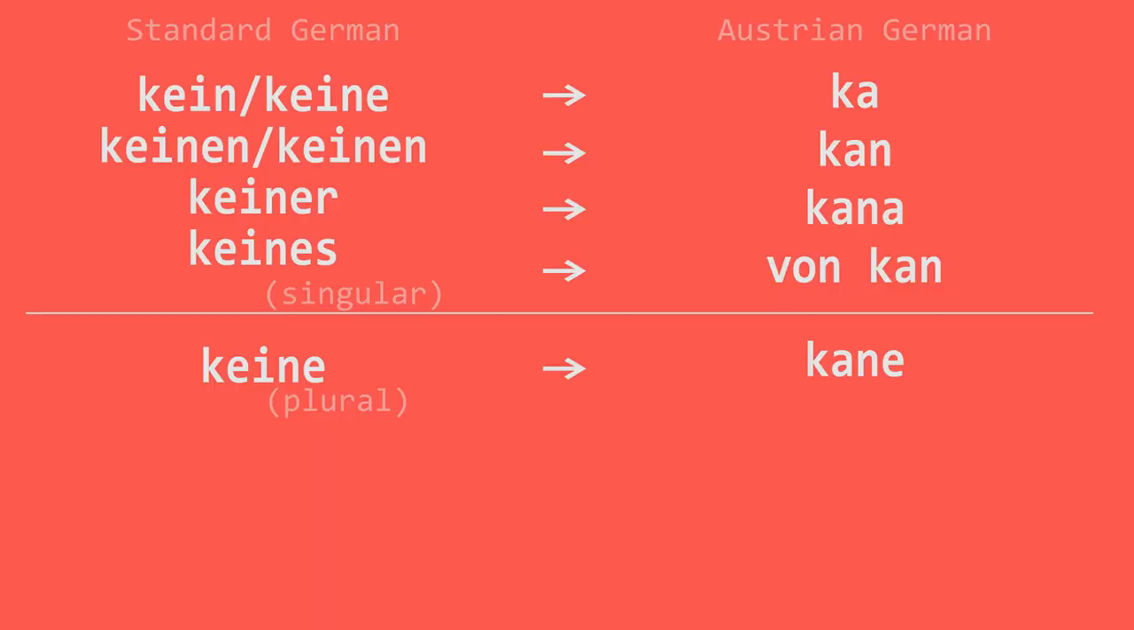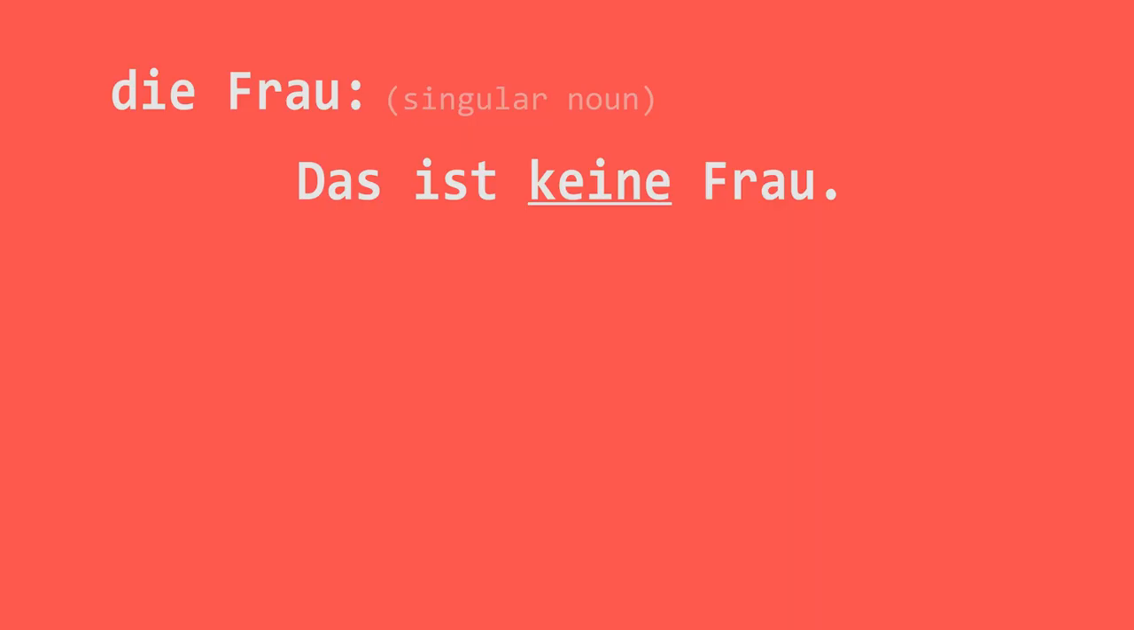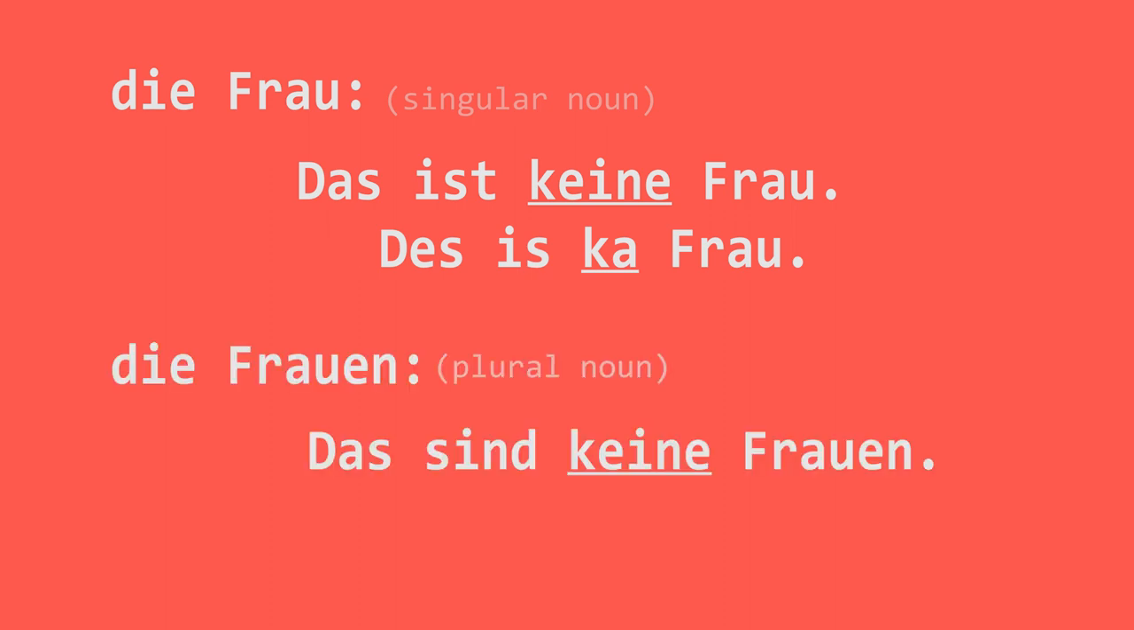Now, I have to say there's one exception though. If you use the negative indefinite article for plural nouns, then the pronunciation of the word keine is different. It's kane. Okay, let's look at an example to illustrate it. Let's look at the singular feminine noun die Frau. If you say the sentence, das ist keine Frau, you would say it in the Austrian dialect, das ist keine Frau. If you look at the plural noun, die Frauen, then the sentence goes, das sind keine Frauen. But in the Austrian dialect you pronounce it differently. So you say, keine Frau, aber keine Frauen.